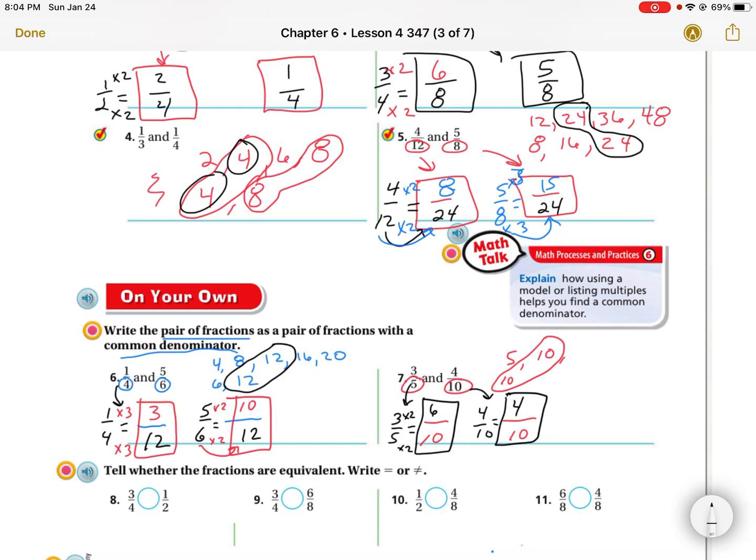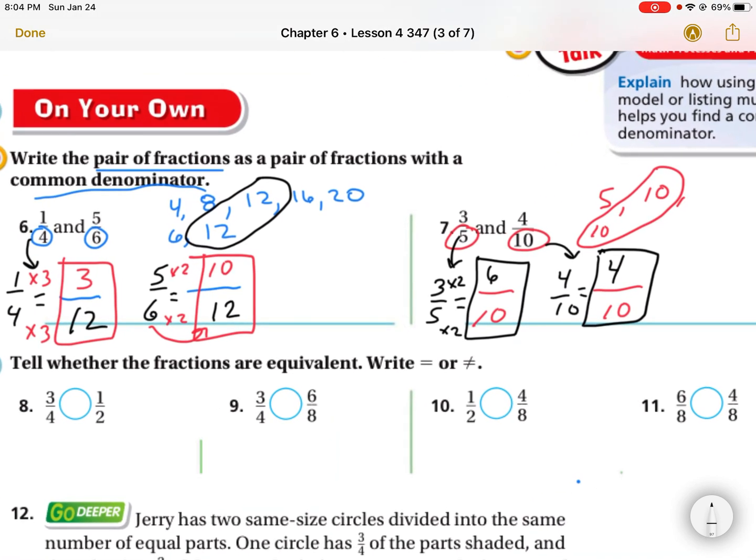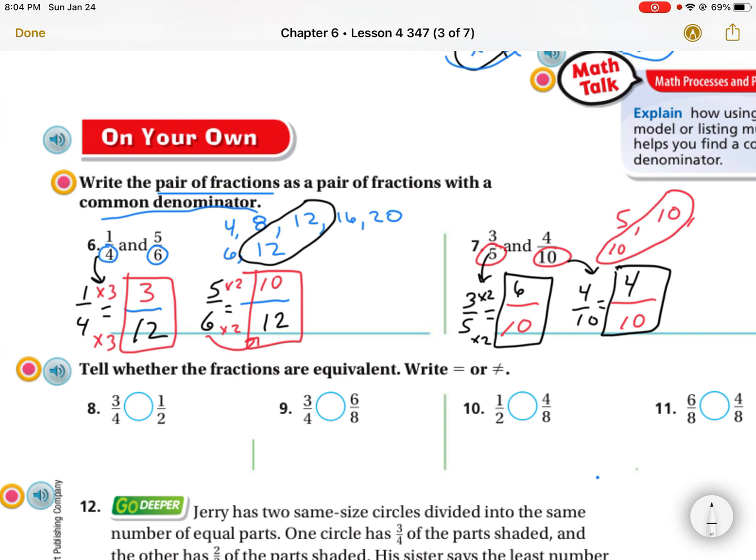Very good. Now the next part is you are given two fractions and you want to know if they're equal. So this is how I write equal, and you've been doing that. This symbol means not equal. So if I write an equal sign with a line through it, it means nope, they are not equal to each other. And there's a pretty easy way to do it when you have different denominators.